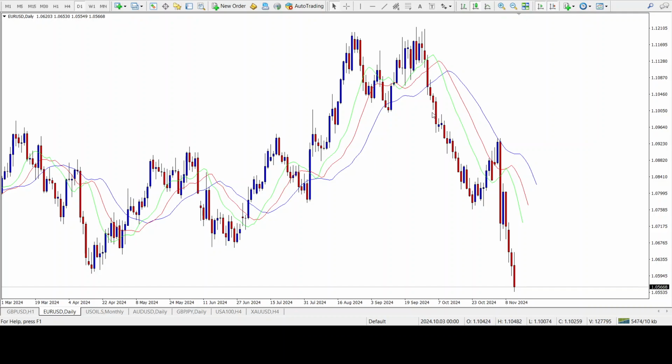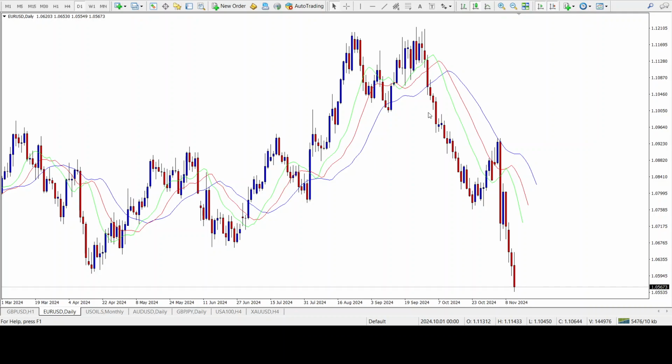Okay, so this is a trend following indicator, meaning that traders usually use this indicator mostly in trending markets, because the indicator tells you the direction of the trend, and the indicator tells you when to enter and when to exit your trade.